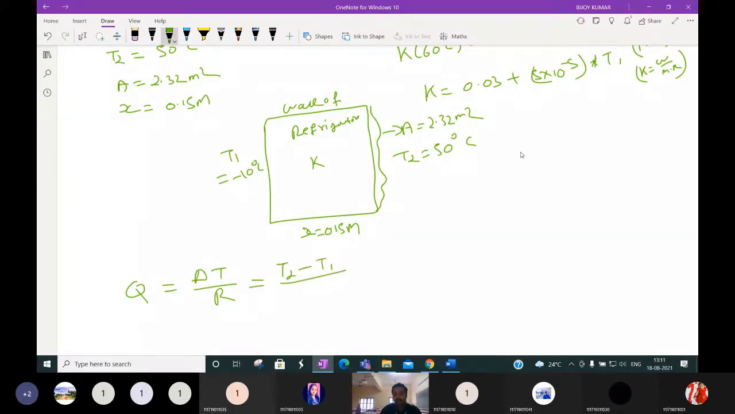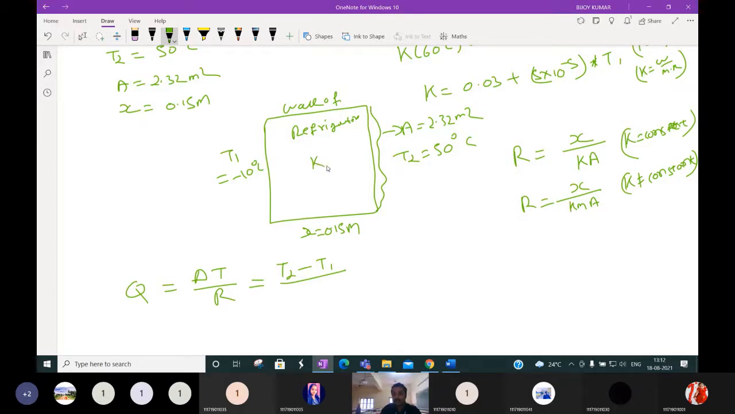For a plane wall, what is the R value? It is X by Ka, when the K value is constant. Last class we derived the R value when the K value is not constant. What is that value? X by Km into A, where X is the length, A is the area, and Km is the mean thermal conductivity. When the K value is changing with respect to temperature, we put this formula, where Km is the mean thermal conductivity.